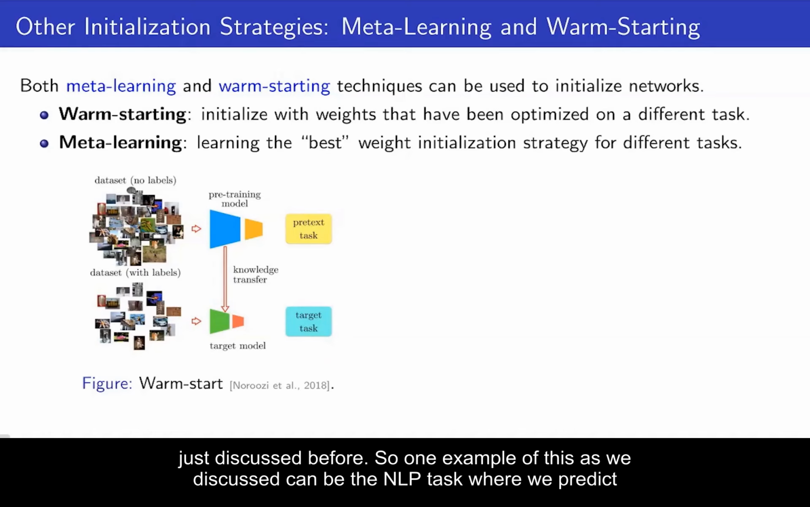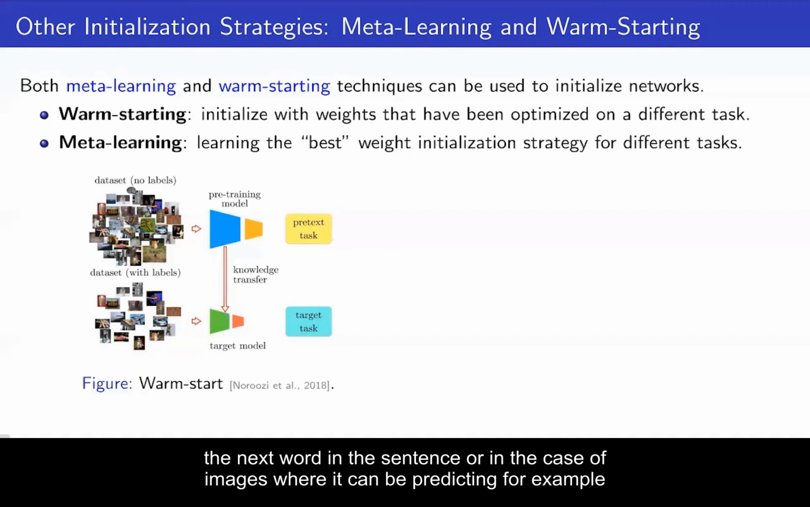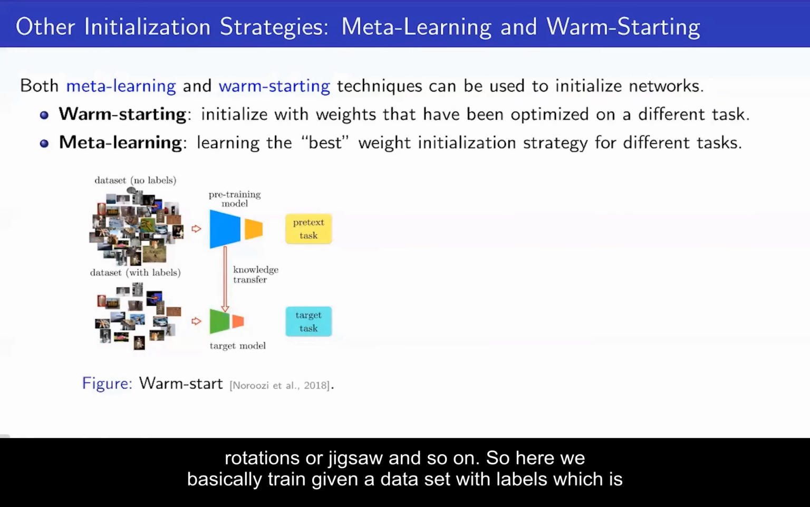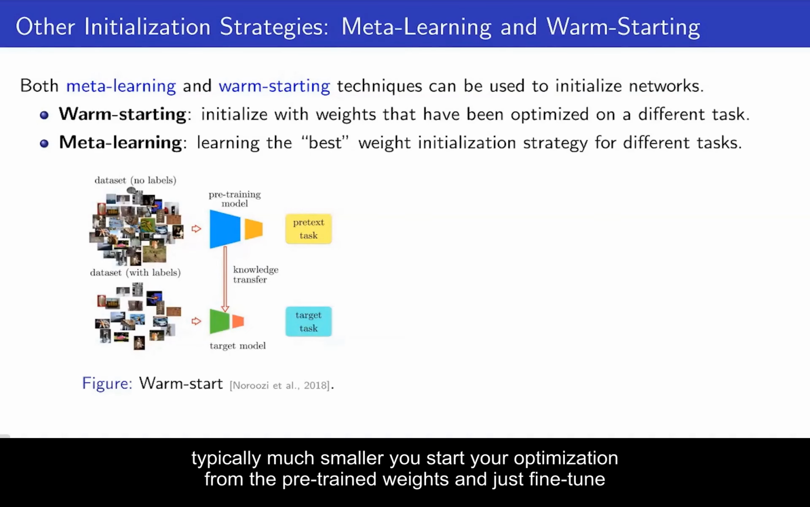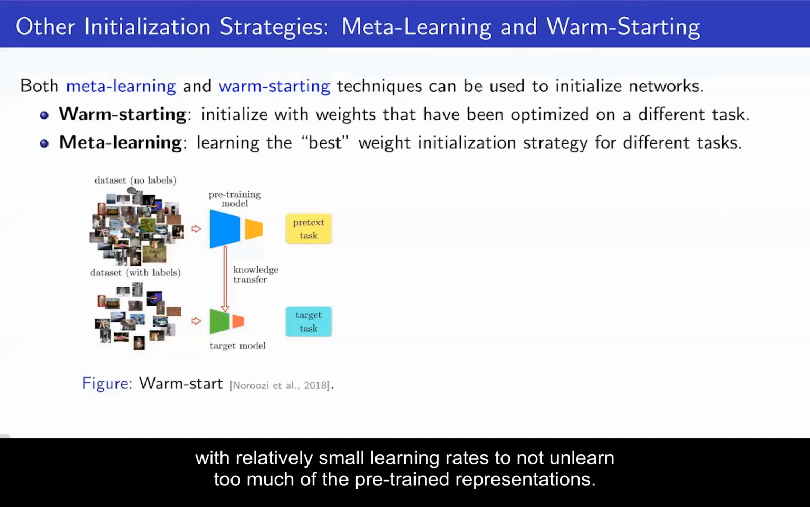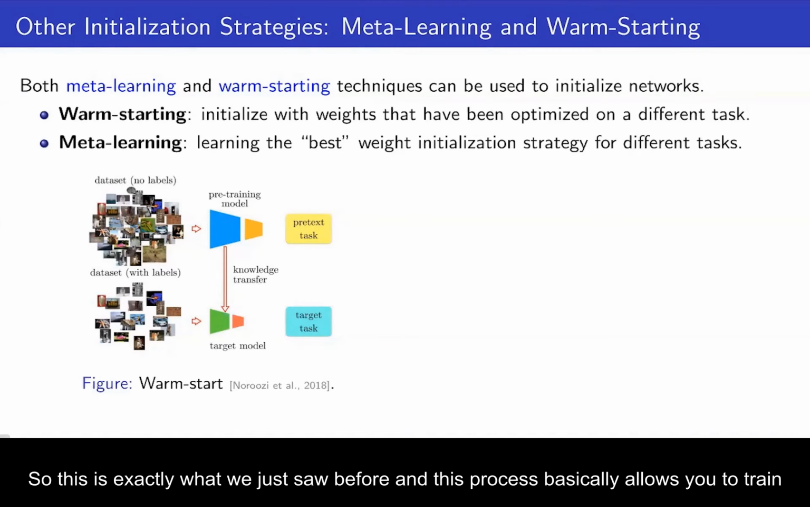One example of this, as we discussed, can be the NLP task where we predict the next word in the sentence, or in the case of images it can be predicting, for example, rotations or jigsaw and so on. So here we are basically given a data set with labels, which is typically much smaller. You start your optimization from the pre-trained weights and just fine tune with relatively small learning rates to not unlearn too much of the pre-trained representations. So this is exactly what we just saw before.